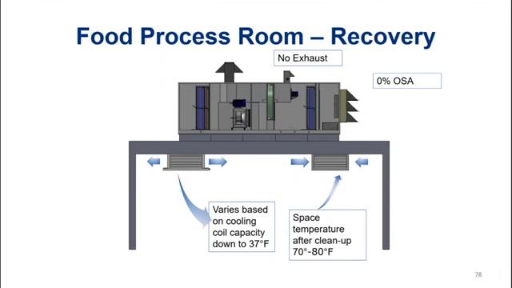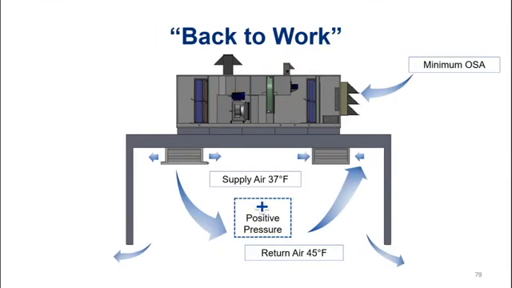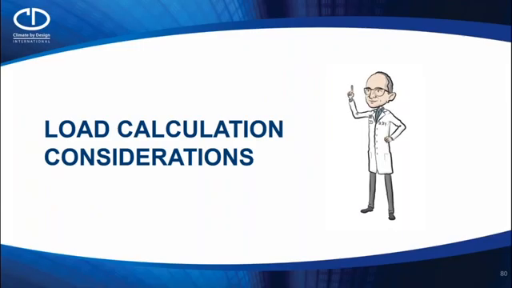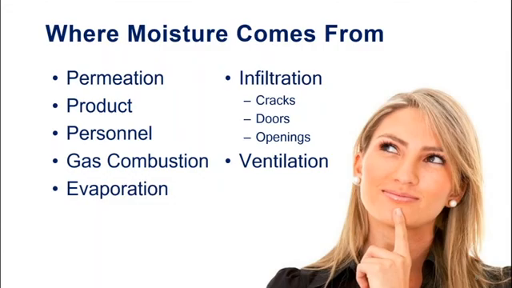After cleanup, then we move to recovery. Depending on the condition of the outside air or condition of the space would determine whether we're using outside air or space. But in this particular case, we're saying no outside air. It's 100% return starting at 70 degrees. And now we've got to pull that room down, and pull it down, they've said, within 1 hour. So what does that load look like? After we pull it down, it's back to that process condition or that work condition. What are our load calculation considerations? Where does moisture come from?